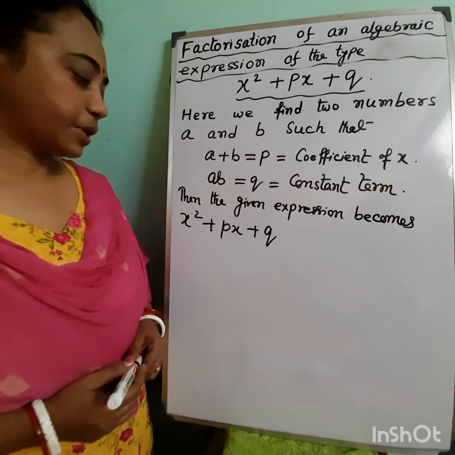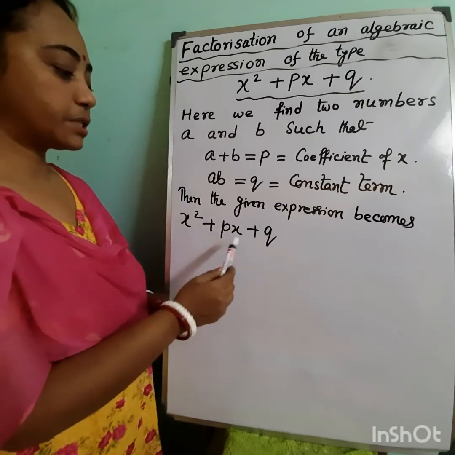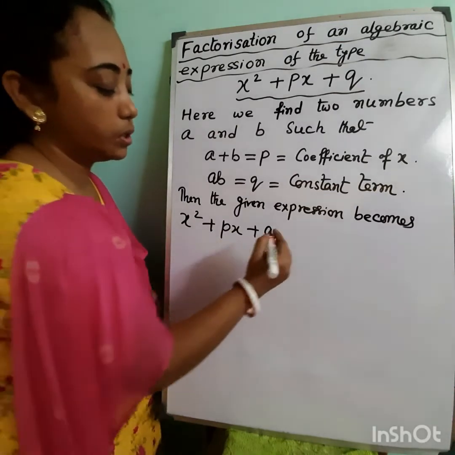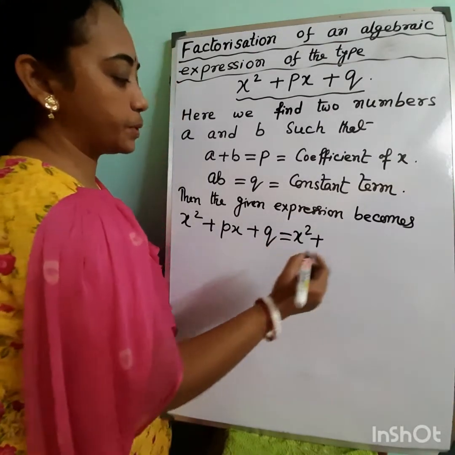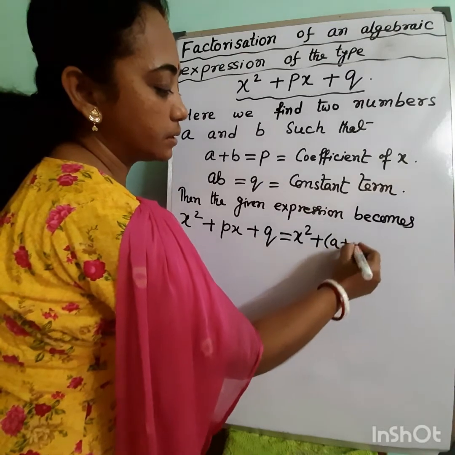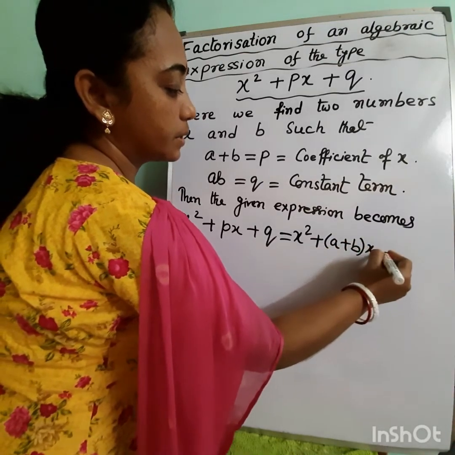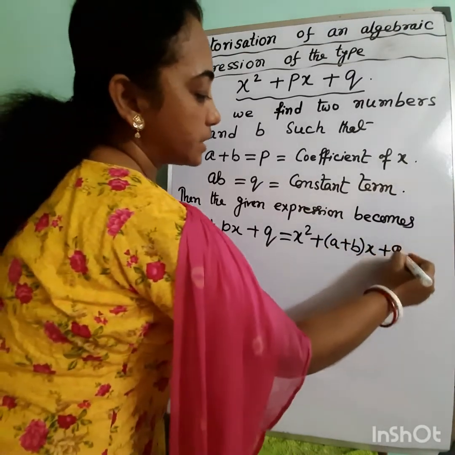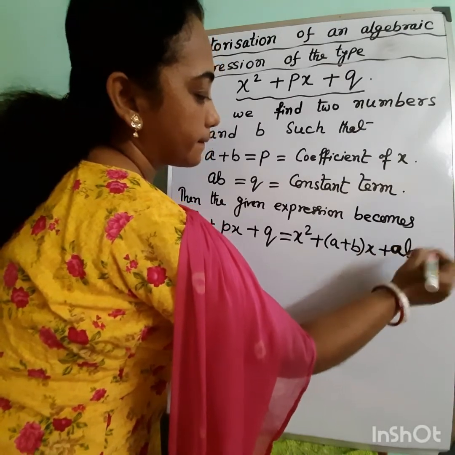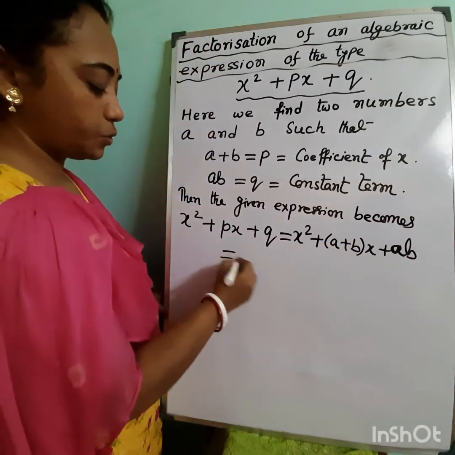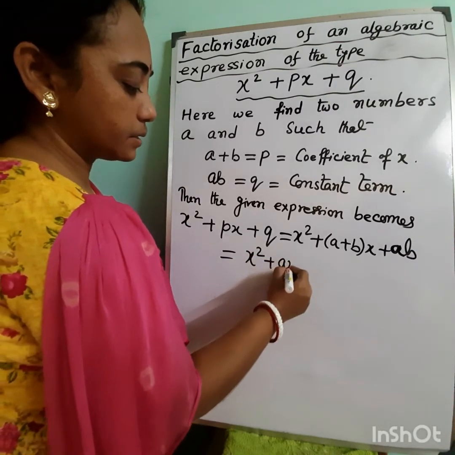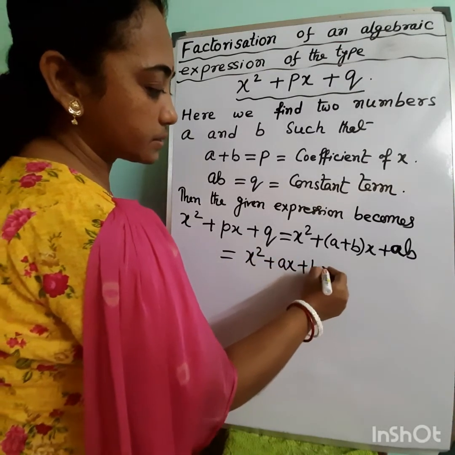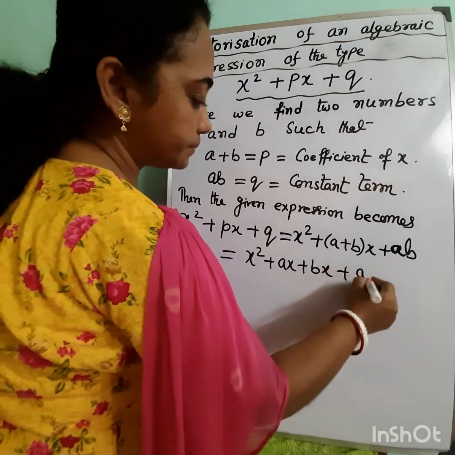Then the given expression x square plus px plus q becomes x square plus, in place of p we can write a plus b, then x plus, in place of q we write ab. Now if we open the bracket, this becomes x square plus ax plus bx plus ab.